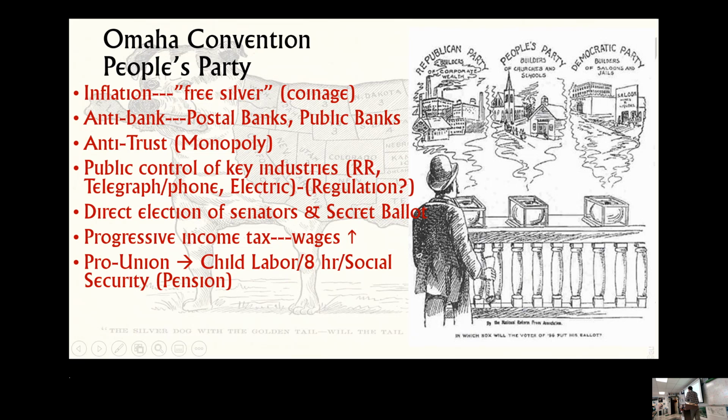Next, they're very pro-union. The problem was, union members didn't trust them, because a lot of populists didn't like unions, but they wanted the 8-hour workday. They wanted to end child labor, and they wanted an old age pension. Don't forget, the concept of retirement did not exist until the Industrial Revolution.